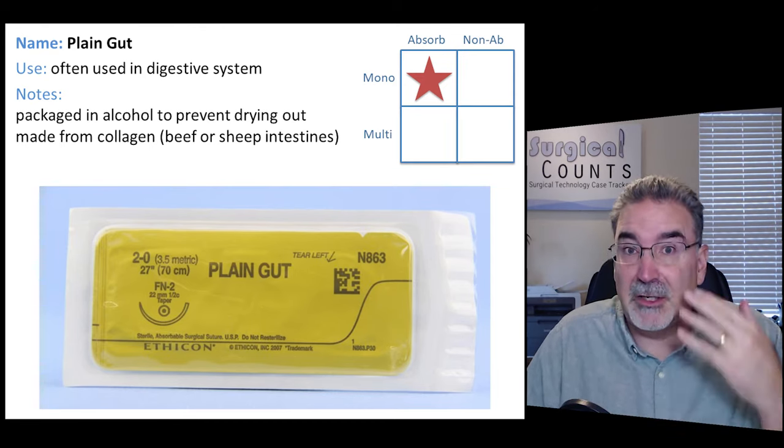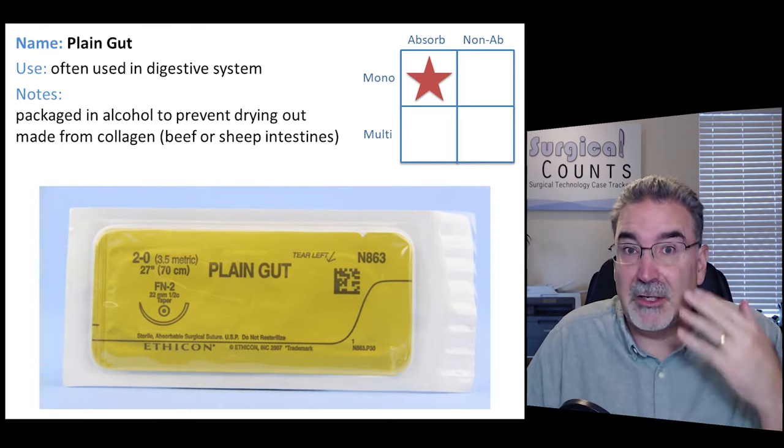And probably the most important thing, the expiration date. You always want to check the expiration date of your suture before you use it. And the expiration date is going to be printed on every single package of suture. So that's just a quick introduction to suture that's used during surgery.